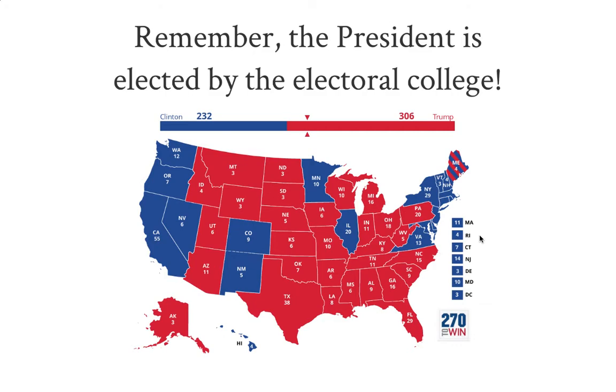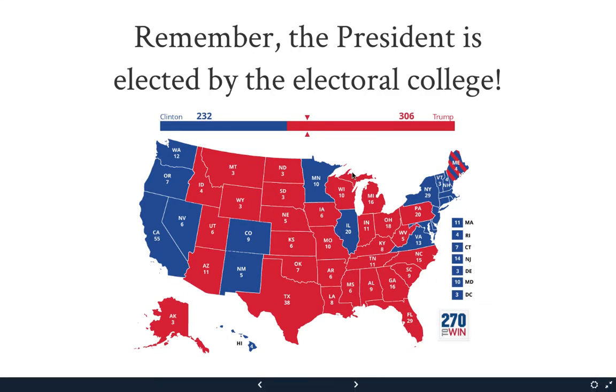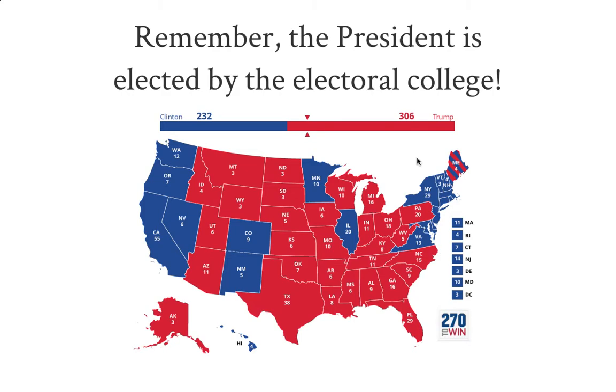Remember, it is not the popular vote that elects the president, but rather the electoral vote. So if you look at this electoral map, Donald Trump won 306 electoral votes to 232 electoral votes, even though Hillary Clinton won the popular vote by over 2 million votes.